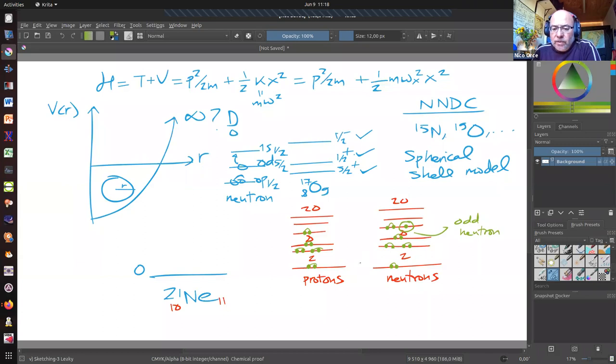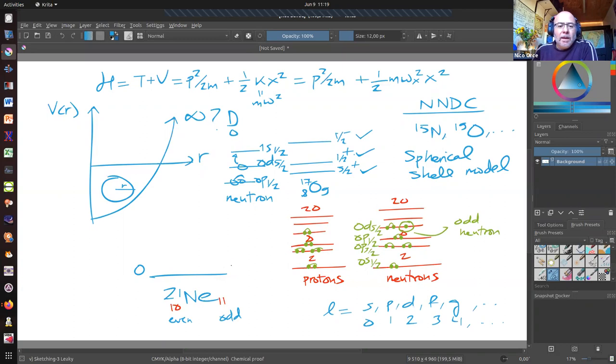And where is it lying? So obviously it's lying on, this is 0s1/2. This is 0p3/2, right? This is 0p1/2. And this guy here is 0d5/2. So according to our picture, what should be this angular momentum here? So obviously D is positive, D is 2, right? L equal S, P, D, F, G, 0, 1, 2, 3, and 4, and so on. So the odd particle will give neon 21, which is even-odd, a ground state of 5/2 plus, right?